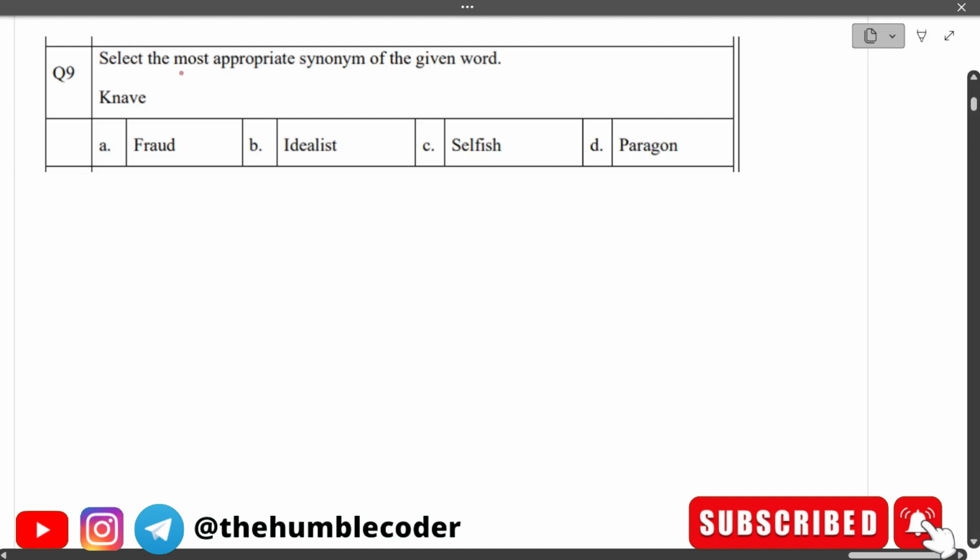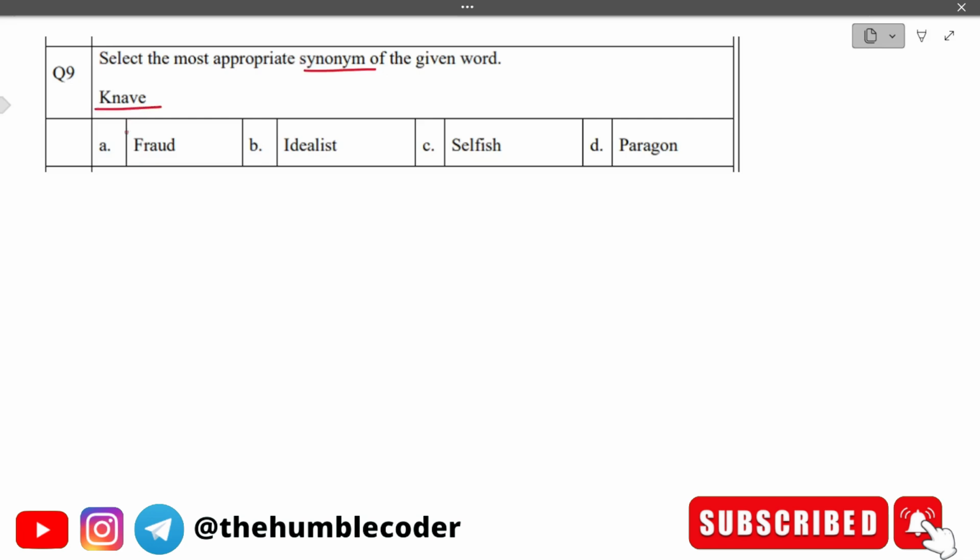So in this question, again, we need to find out the most appropriate synonym of the given word, and the word is "knave". And the options that we have are fraud, idealist, selfish, and paragon. Okay, so the word that we have is "knave". Okay, let's see what can be the answer for this question. Before that, I'll tell you the meaning of the word "knave".